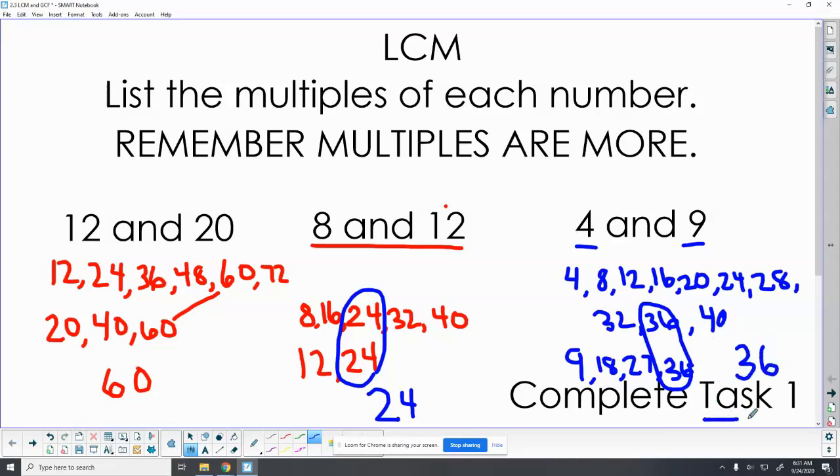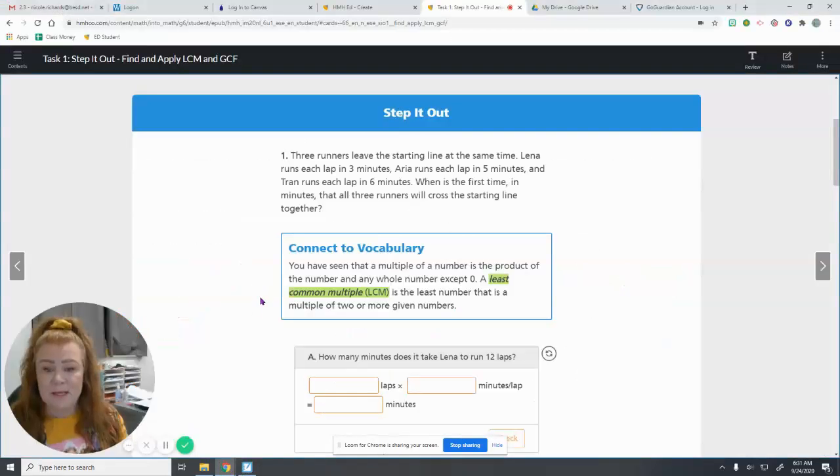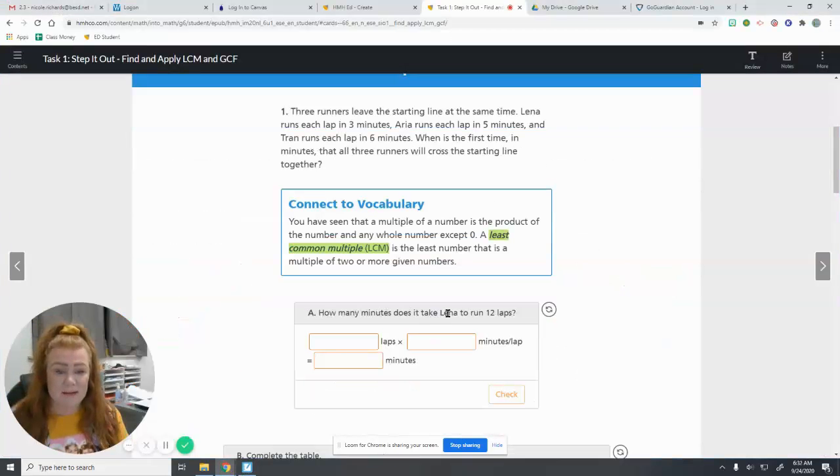So let's go ahead and try task 1 here back in Ed. Here it asks, how many minutes does it take Lena to run 12 laps? If you drop these down, these are just numbers you may have typed in before.